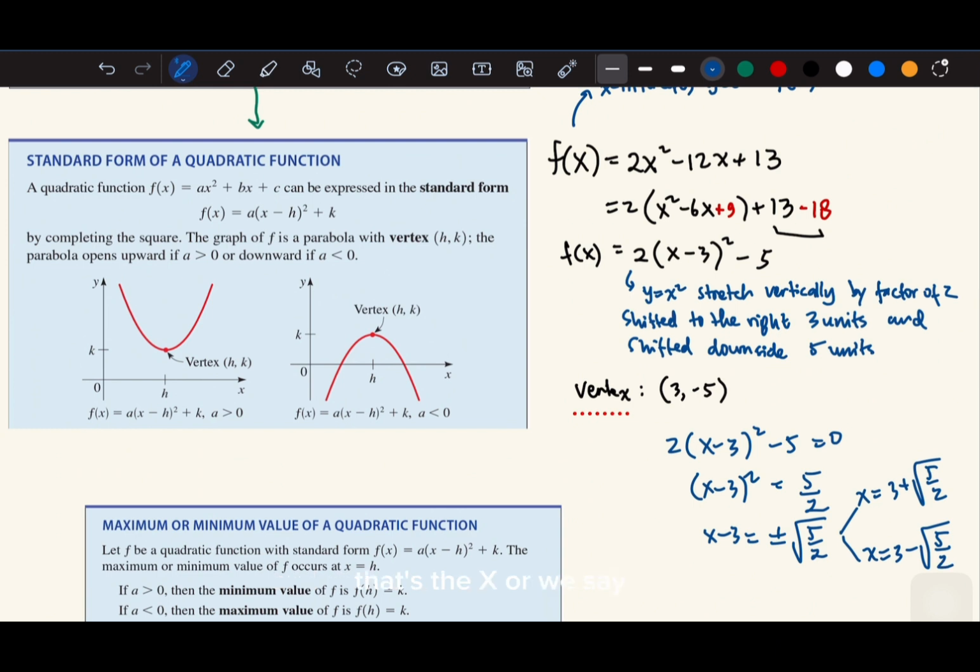Okay, that's the x. Sometimes we say the roots, sometimes we say the zeros, they are the same thing. You will see later, we are going to use the word either roots or zeros. But they are actually the same thing: the one that makes the polynomial zero. So this is the x-intercept, okay? Intercept means the one where they are crossing either the y-axis or x-axis. In this case, it's the x-axis. So they will cross the x-axis at these 2 points. Okay? And they cross the y-axis at 13, y equals 13.